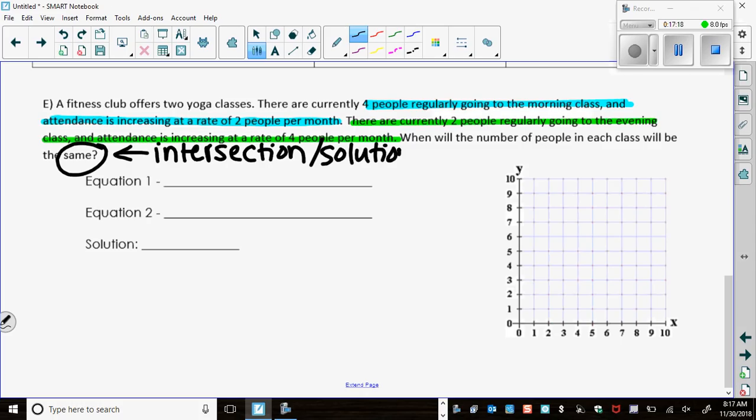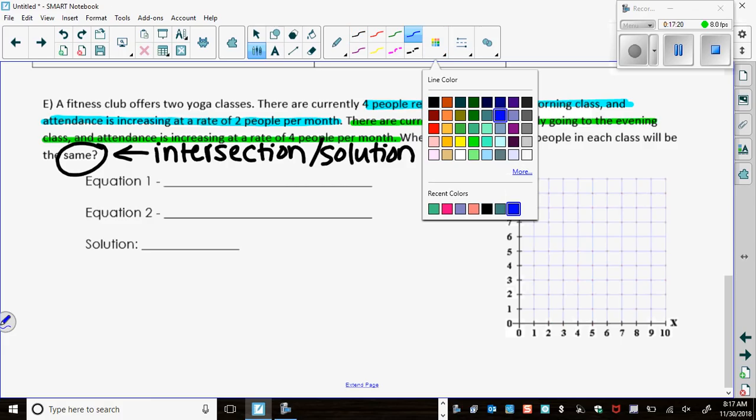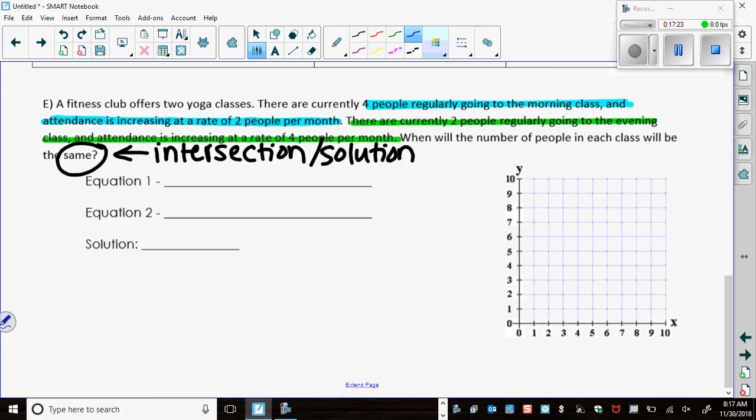So let's see. I'm going to use a blue that coincides with the first sentence. There are 4 people already going. So when we have our equation, 4 people is our starting point. Just like in graphing, our y-intercept is always our starting ordered pair. So we already have 4 people. Then there is an increase at a rate of 2 people per month. So my rate, or my average rate of change, or my slope is 2. And I need to create this equation into slope-intercept form. So that's my first equation.